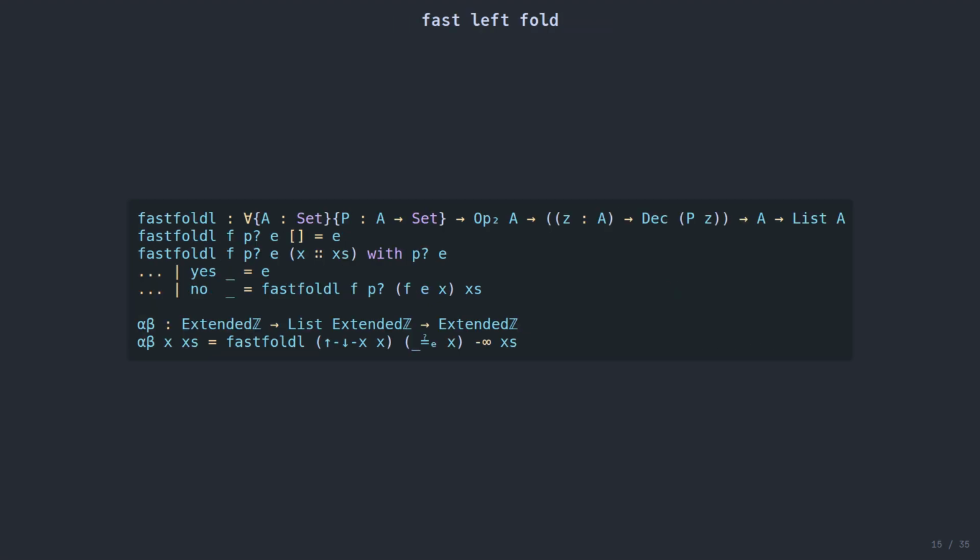Bird now introduces a fast left fold. It behaves like a normal left fold, but it bails out early the moment a decidable predicate succeeds. This lets us exploit the left zero property. If the accumulator ever reaches a value that guarantees the rest of the computation is irrelevant, the fold stops immediately. With this in place, our dot circle operator can be rewritten using this fast fold. In our case, the decidable predicate simply checks whether the accumulator has reached the first argument. This gives us a direct and efficient formulation of the alpha-beta step.